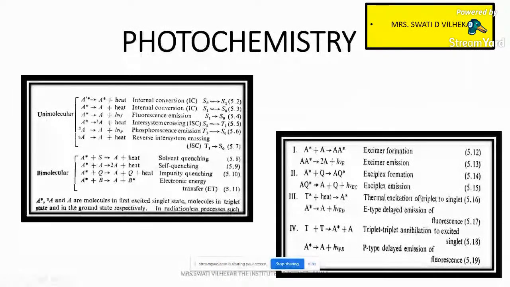So there may be the excimer formation, when A molecule is reacting with B and A is in the triplet state, at that time it is transferring its energy to the B molecule, and during that process there are four possibilities which can occur. Firstly, excimer formation may occur, or exciplex formation, or E-type delayed emission of fluorescence, or P-type delayed emission of fluorescence. So all these are the different processes which can occur.